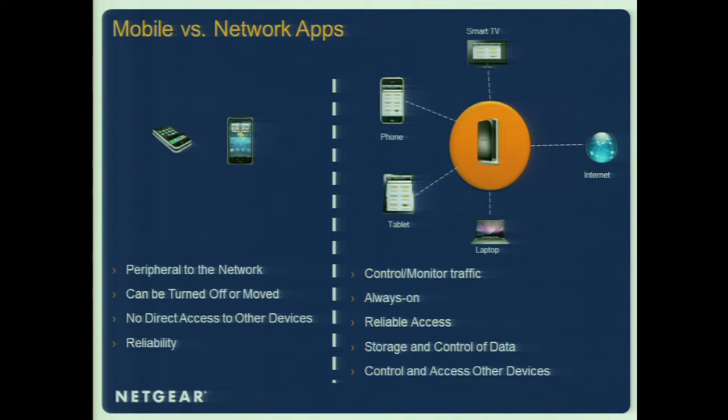Whereas with a network application on, say, a router, you actually have the ability to sit on a device that's always turned on, always connected to the network, and able to control and monitor the traffic flowing through that network. In addition, you have the ability to look at the data in the network and potentially manage the data and control the data and where that data goes. So these are some of the key differences between mobile devices and devices that NETGEAR ships, such as routers, DSL gateways, and network attached storage devices.